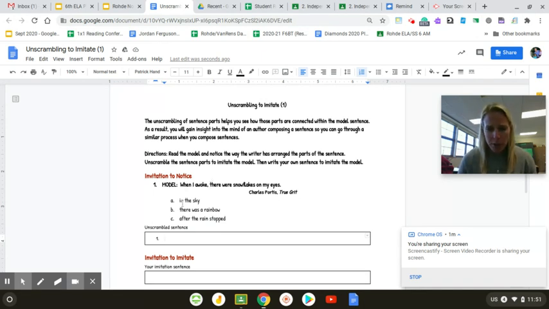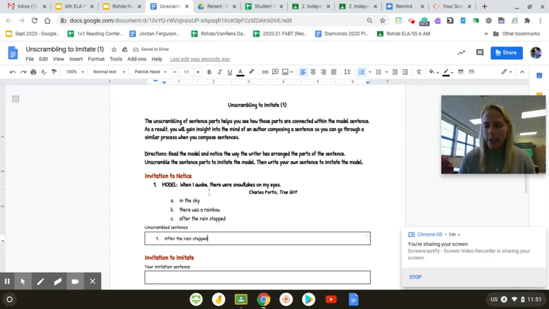So I have three choices here, and I see the author starts his sentence with "when I awoke," right? So like the action is happening, or this is when, the main part, and then there were snowflakes on my eyes. So I need to decide, would I start my sentence with "in the sky, there was a rainbow" or "after the rain stopped"? I think I'm going to start with "after the rain stopped," boys and girls, because that to me is similar to the first way that the model sentence is written.